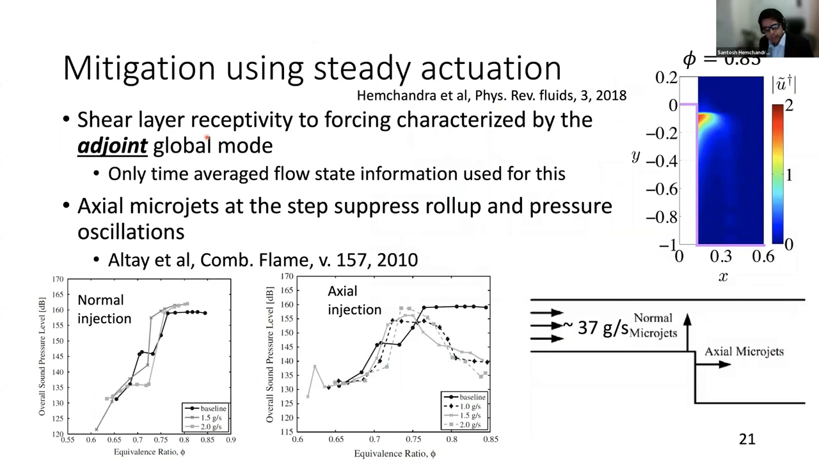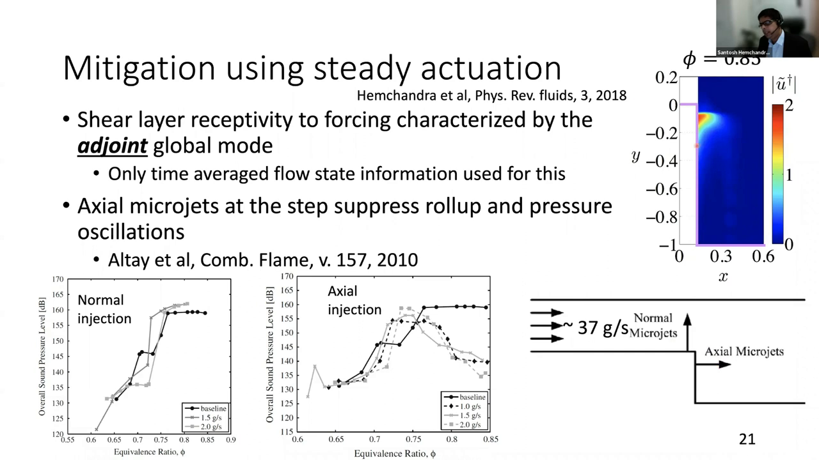This is something that they tried to do before I entered the picture, and this is a paper that the Gonim's group published in 2010 on the same rig. What they had was, at the step, they put microjets, steady microjets. Okay, so these are not pulsed. So they looked at two strategies. One, injecting normal to the flow, and another injecting axially, as shown this way.